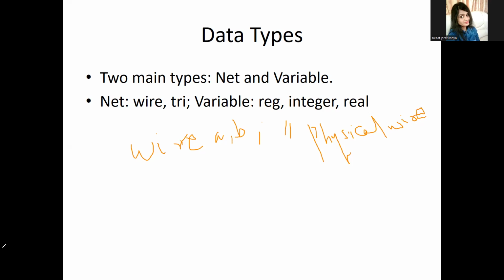Suppose we have reg sum. So here reg will store the output value inside an always block. A net like wire must be driven by a continuous assignment or another module, whereas reg is used inside a procedural block and retains its value until we assign a new value to it. Till then, it will store the value until we change it.